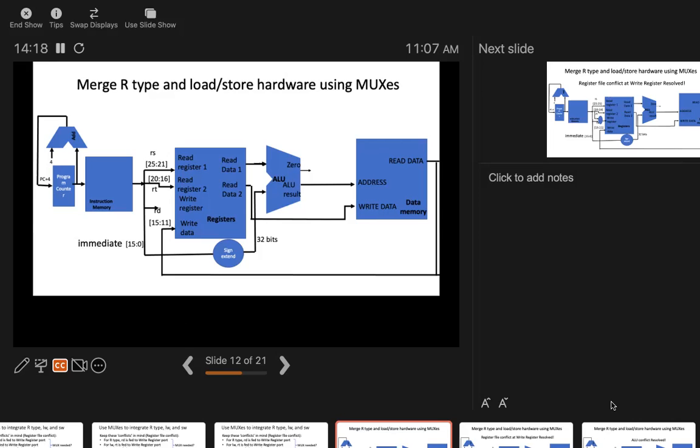Lots of people say there's a contention at the register file. In the register file, there's a write data port, and there's a contention with the ALU. Why? Because for load word instruction, write data has to come from the read data port of data memory. But for a normal R type instruction, that has to come from the ALU result. So both of them are fighting right here at write data. How do you stop that fight?